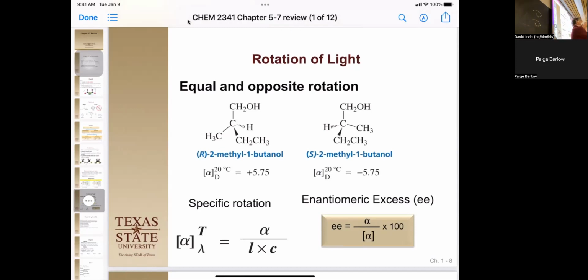Now, what if you have equal amounts of one and the other? What's that called? Right, it's a racemic mixture. So a racemic mixture has no optical activity. Achiral compounds have no optical activity. Meso compounds have no optical activity. Only chiral centers have optical activity.